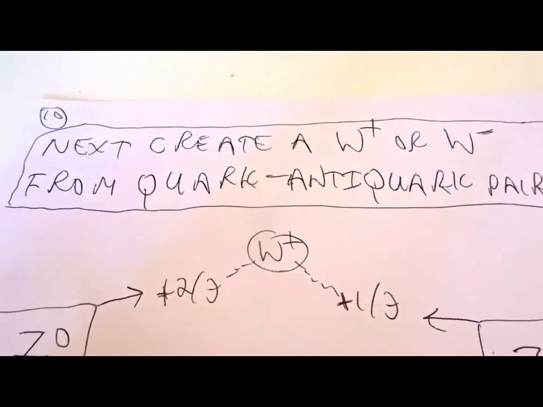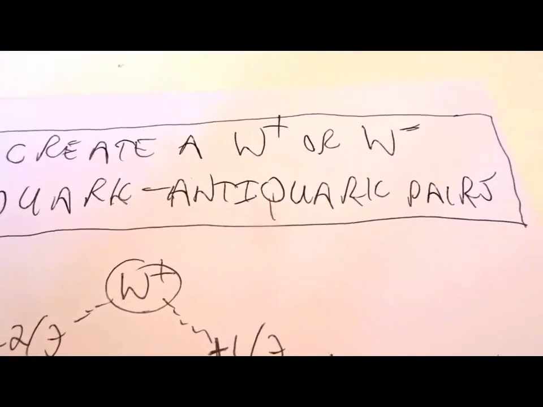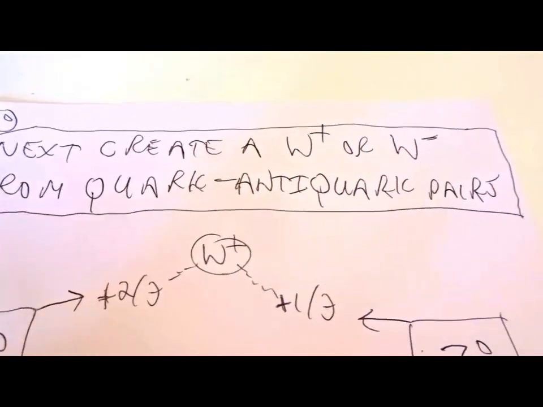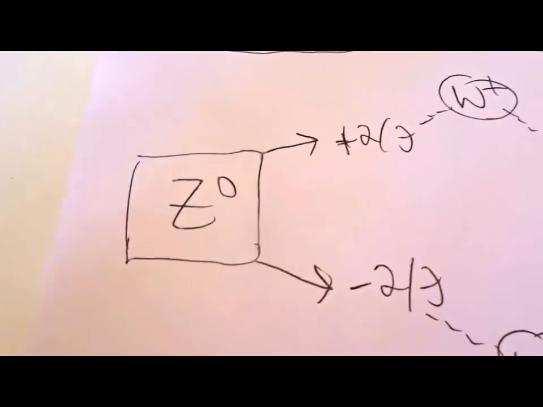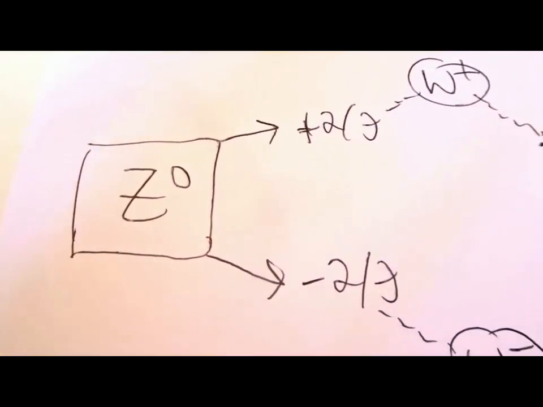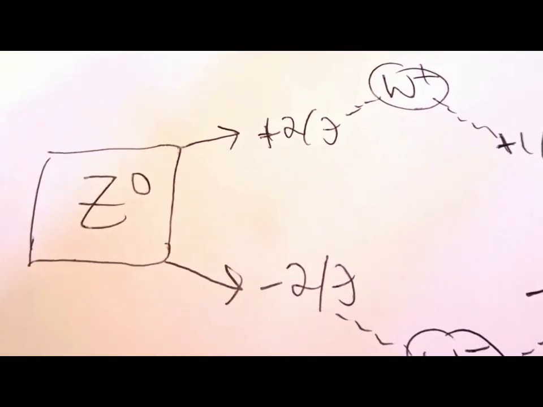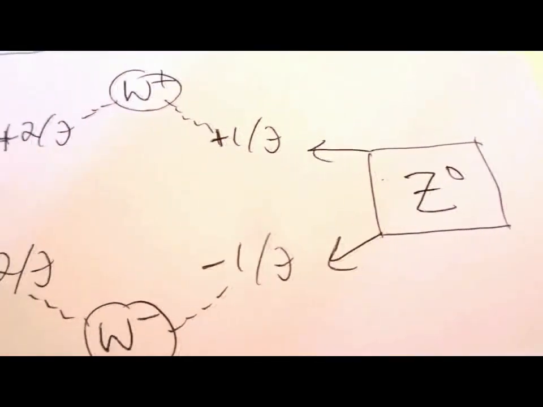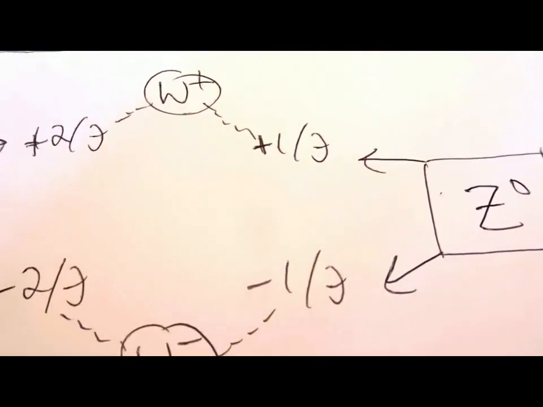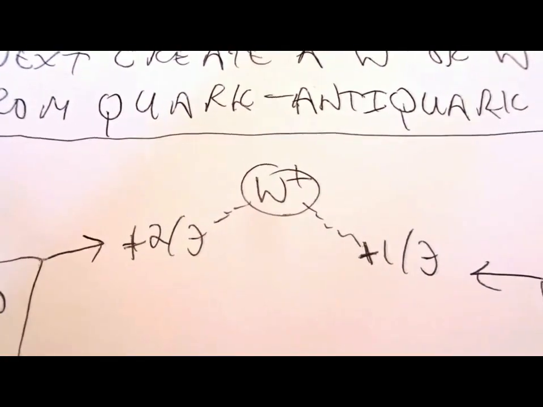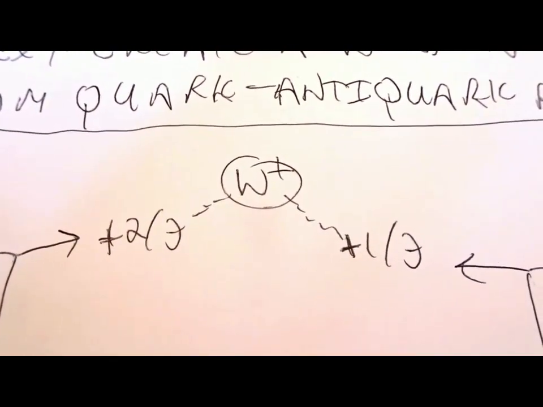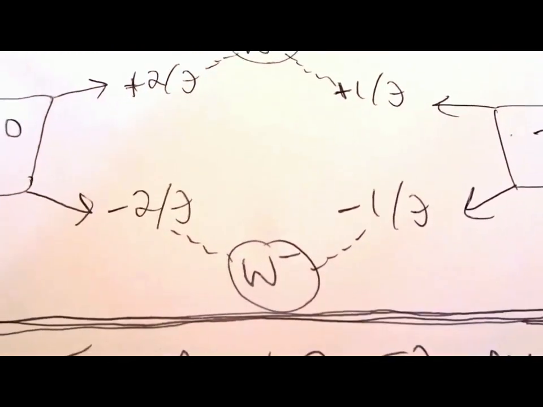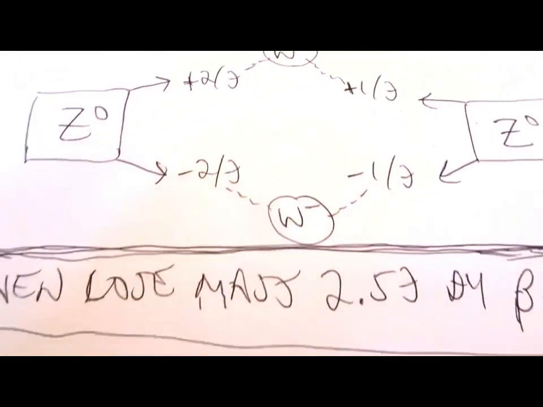Next, we may be able to create W plus or W minus particles from those quark-antiquark pairs. We have a Z0 particle here formed by oscillation with quark-antiquark pairs of charge plus 2/3 and minus 1/3. Here we have another one with plus 1/3, minus 1/3. These two quarks can form a W plus particle. These two quarks can form a W minus particle.